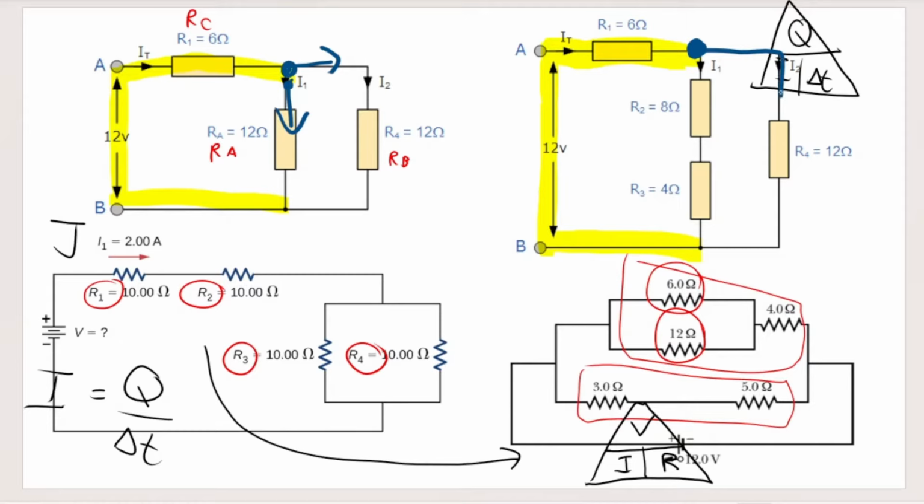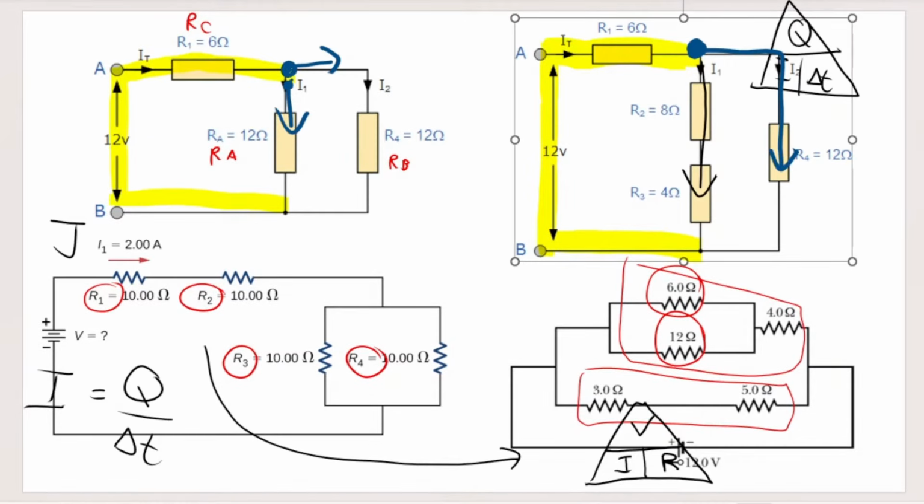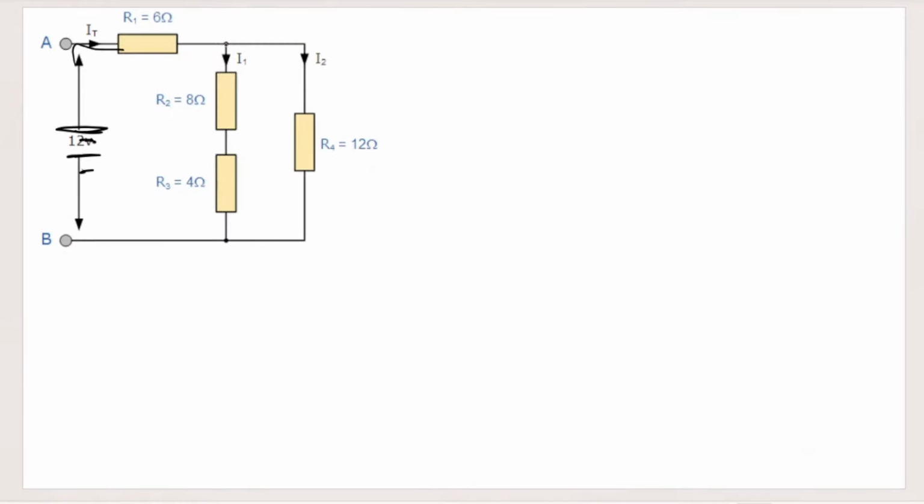Some of the current will go through R4, and the other bit of the current will go through R2 and R3. So the total current will flow through R1, and then R2 and R3 are in series with each other, but they're in parallel with R4. If I have to work out the resistance of this circuit, I don't know if you guys can tell, but this is the parallel resistors.